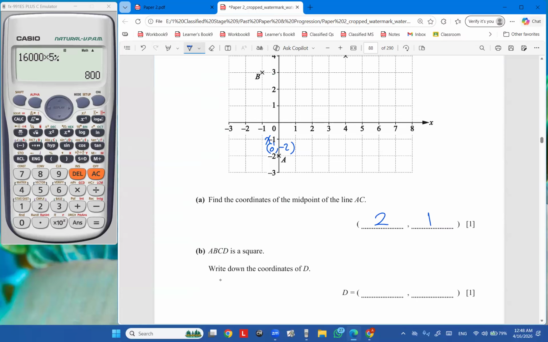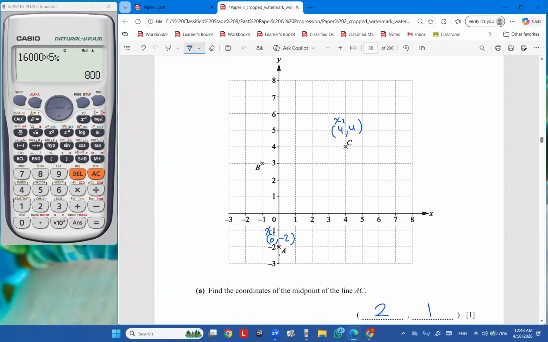The next question says to you that ABCD is a square. Write down the coordinates of D. All right, let's get back over here. Let me erase this. We know that that's the square, there are two pairs of parallel lines, right? So knowing that this is A, B, C, D, so definitely D is going in this direction, right? But how far is it going to be?